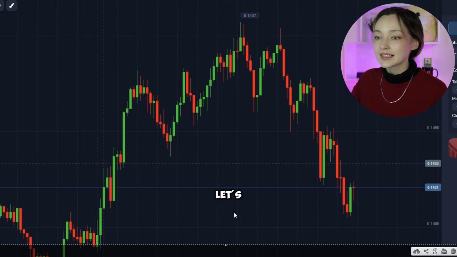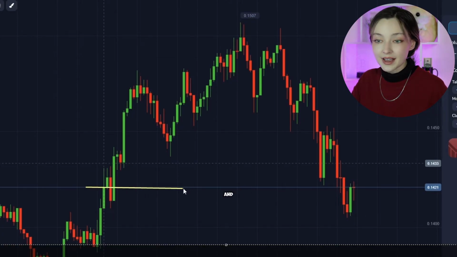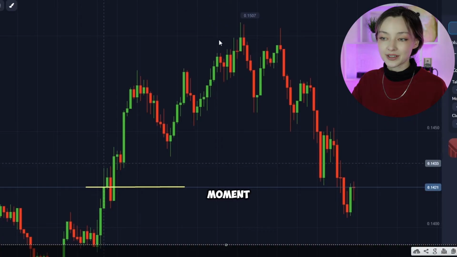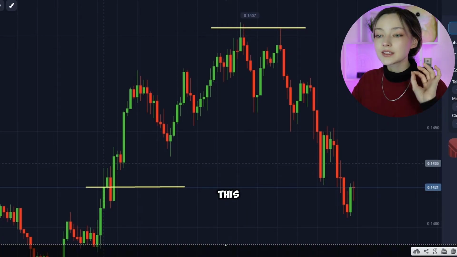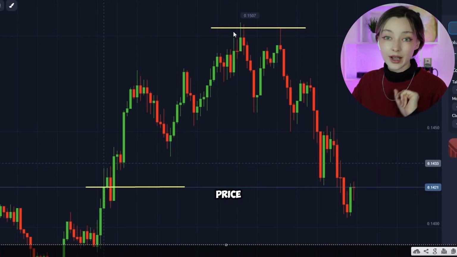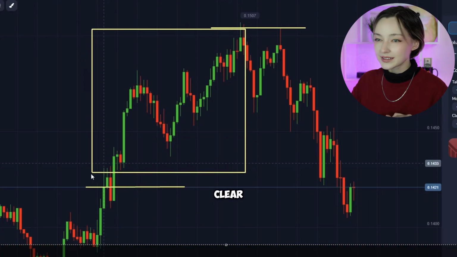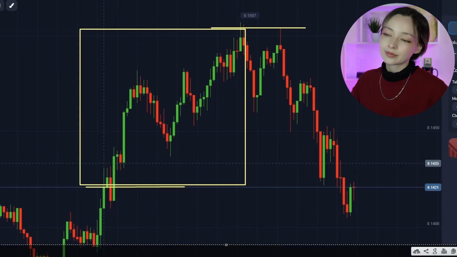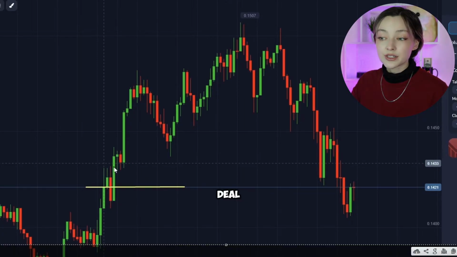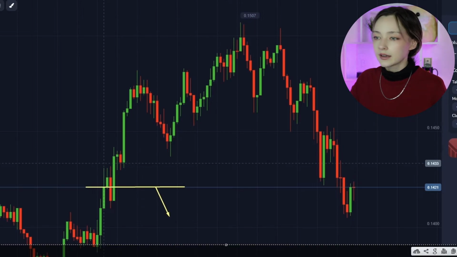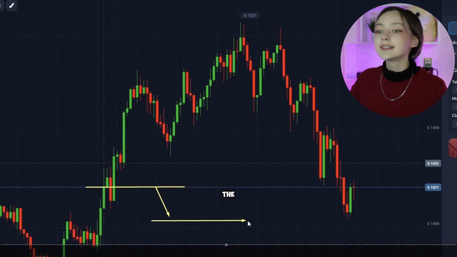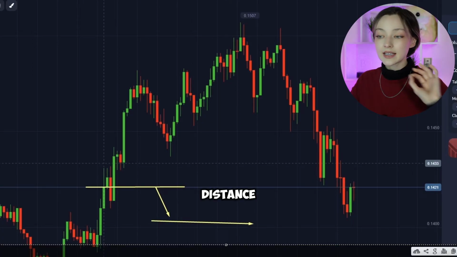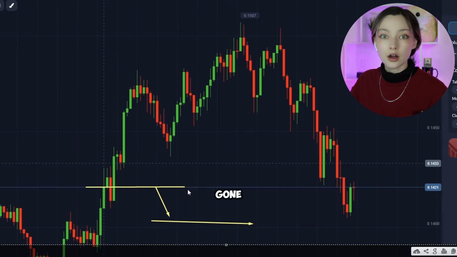Let's say you place the trade upwards at this moment and close the position at this moment. The payout depends on this motion, the distance the price went. I hope it's clear. And if you made your deal at this moment, but the price went down later on, so you would choose to close it at, let's say, this level, the loss is counted by the distance the price has gone.